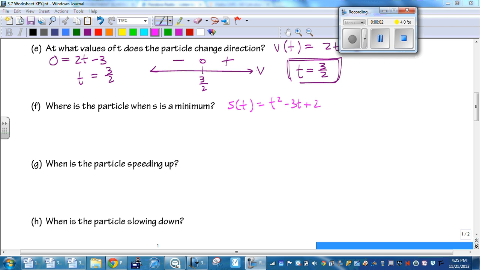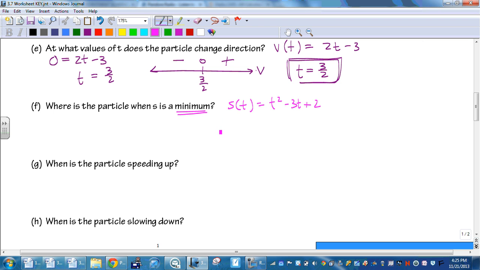Part F, we're asked where's the particle when S is a minimum. So when we're looking at minimums, we have to look at the derivative and find the critical values. We've already done that. Derivative is velocity. We had one critical value. Velocity was 0 when t is 3/2.